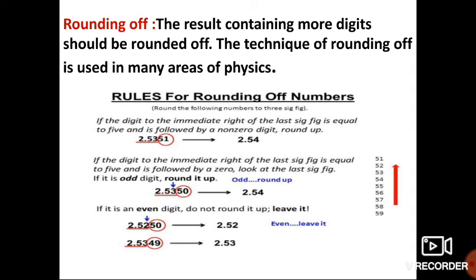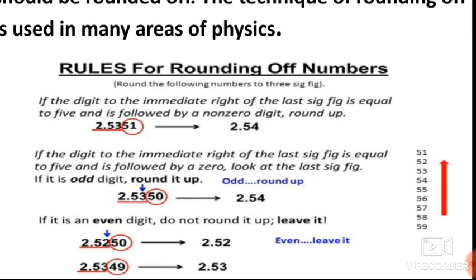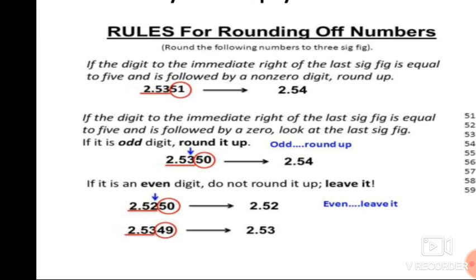So, what are the rules of rounding off? For example, 2.5351. Here the digit is 5, equal to or greater than 5. If this number is greater than or equal to 5, add 1 to the digit before it. So 2.53, add 1 to this 3, and it becomes 2.54. Another example, 2.5350. Here also the 5 is equal to 5, so rounded off it is 2.54.